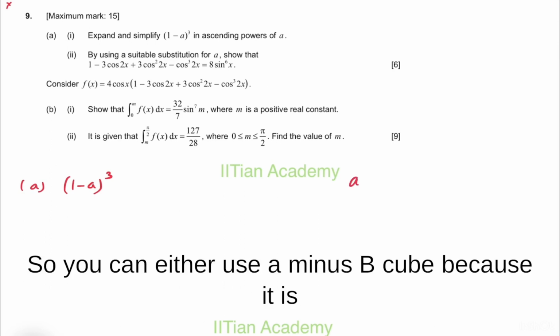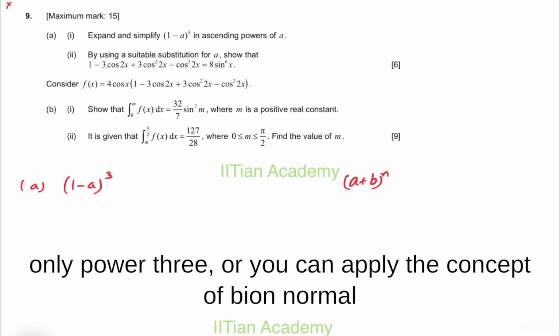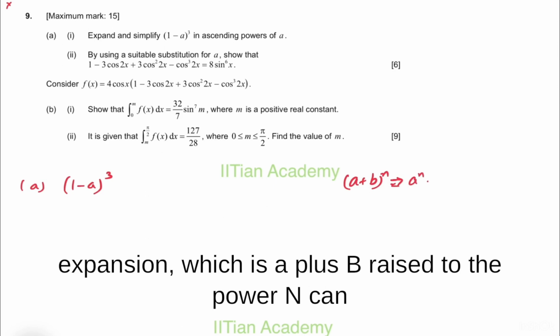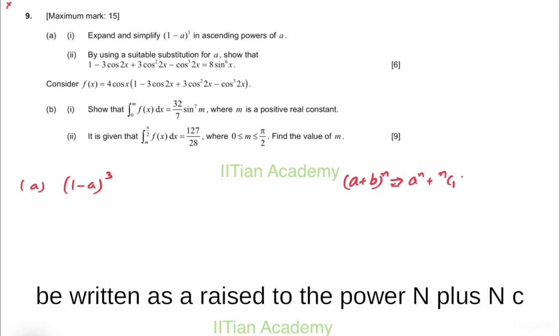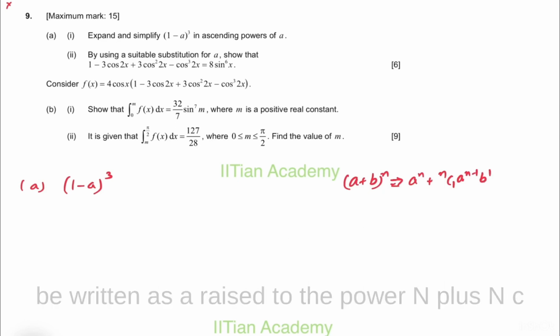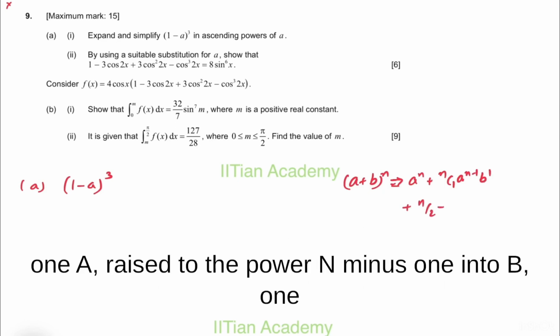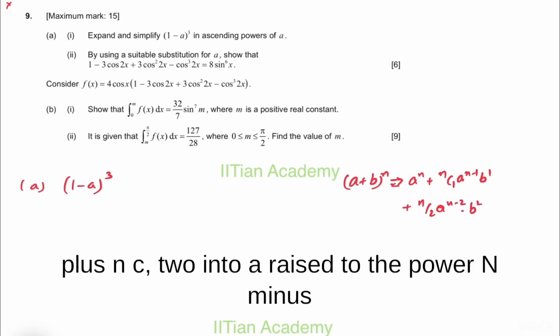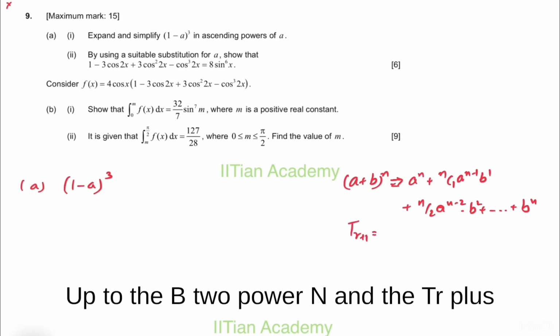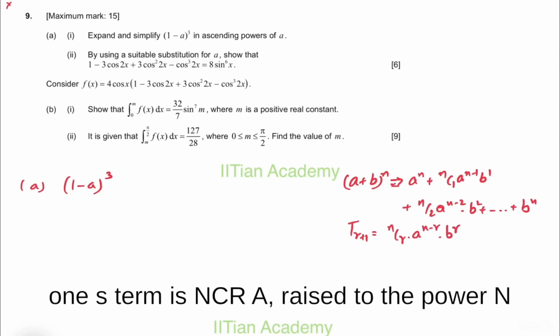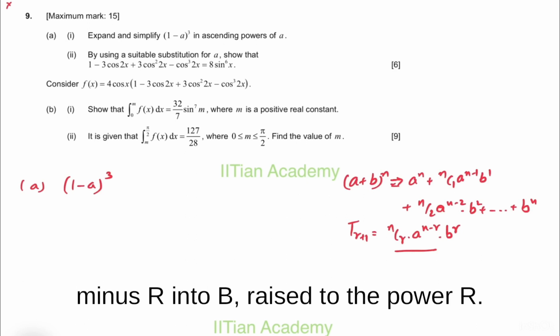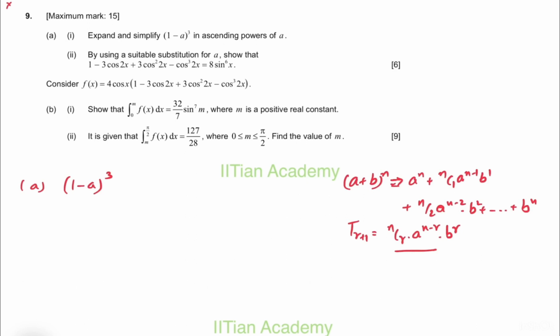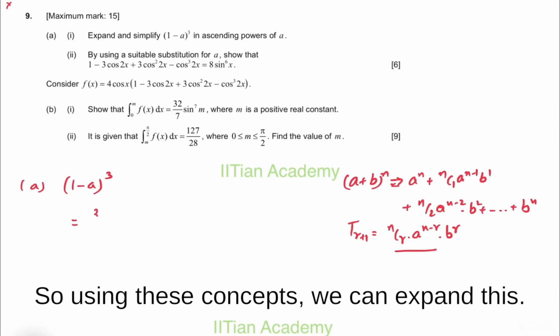You can either use the (a - b)^3 identity because it is only power 3, or you can apply the binomial expansion, which says (a + b)^n can be written as a^n plus nC1 a^(n-1) b^1 plus nC2 a^(n-2) b^2 plus and so on up to b^n. And the (r+1)th term is nCr a^(n-r) b^r. So using these concepts, we can expand this.